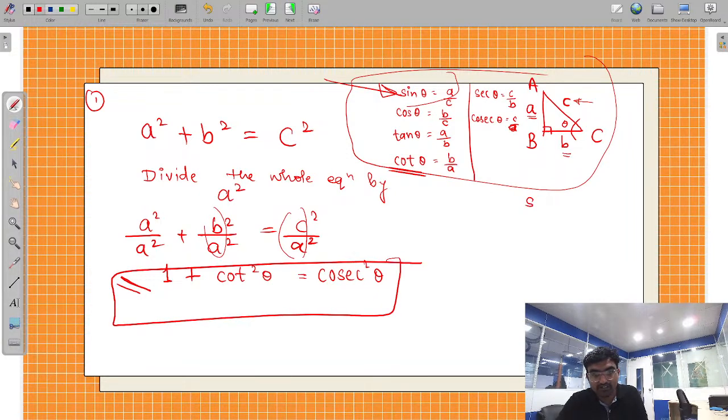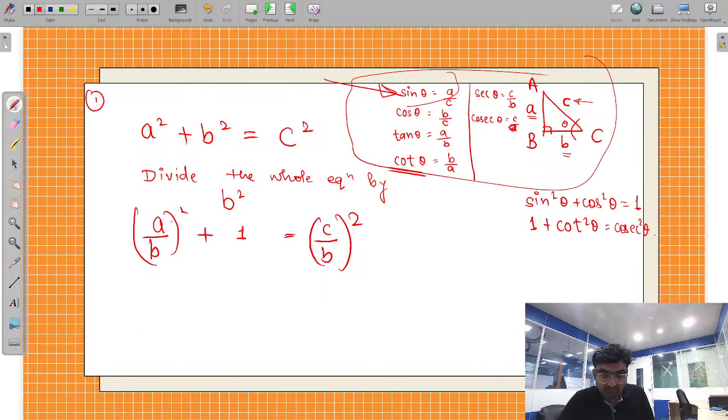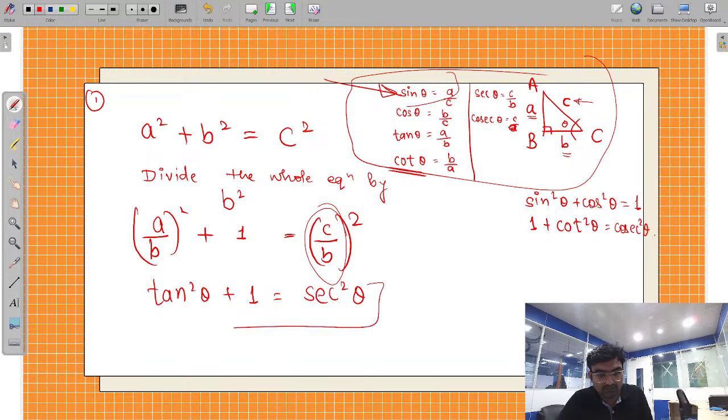What was our first identity? Sine square theta plus cos square theta is equal to 1. The second identity is 1 plus cot square theta is equal to cosec square theta. Yeah? Now a upon b bracket square, what is a upon b? A upon b is tan. So we'll get tan square theta plus 1 is equal to, what is c upon b? C upon b is sec square theta, correct? So this we get as our third and last identity.